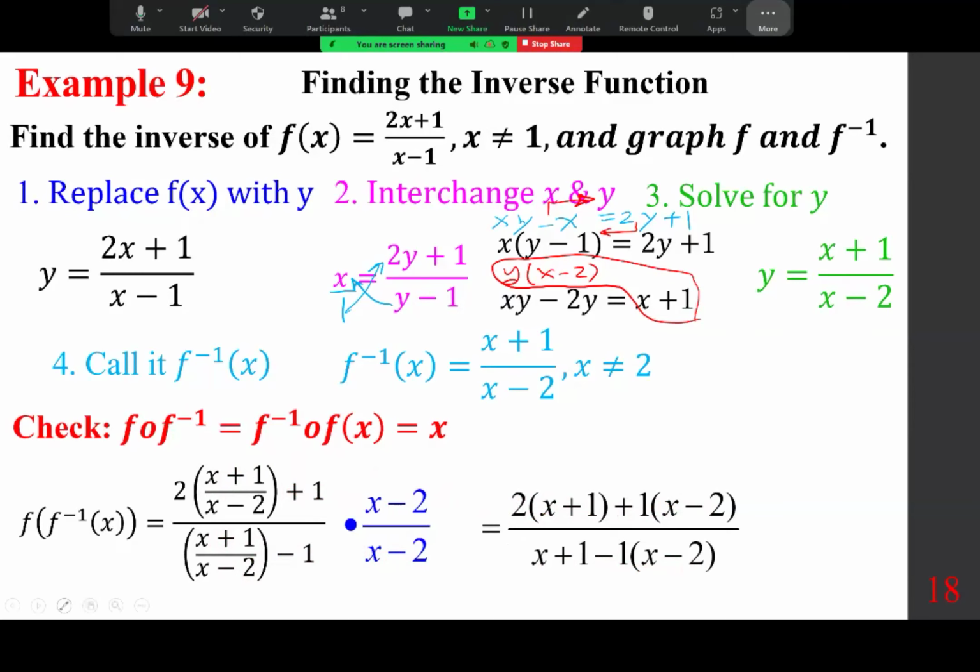So what do we have here? Two x plus 2 plus x minus 2. So we have 3x here. Over here, we have x plus 1 minus x plus 2. And the denominator is 3. 3x over 3 is x. We proved their composite function is x, so we don't have to worry about that.